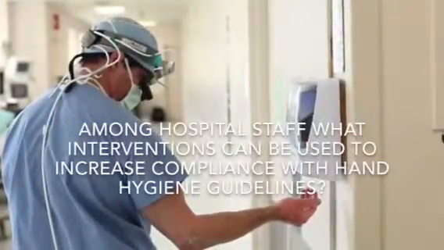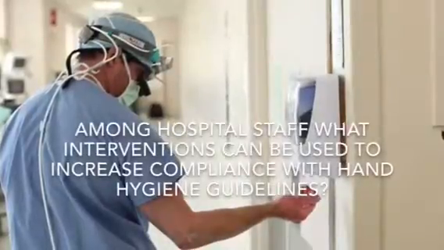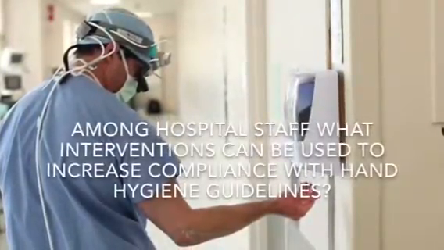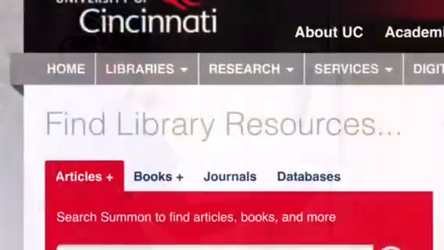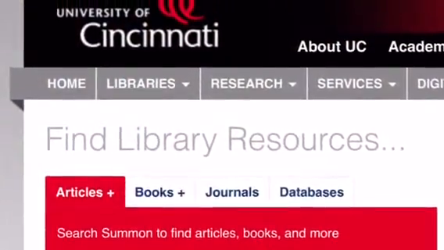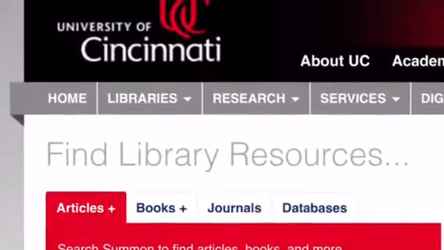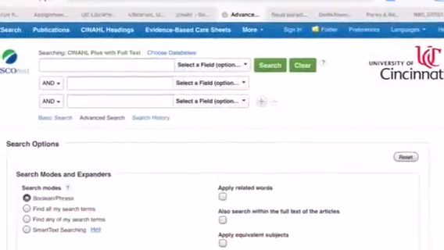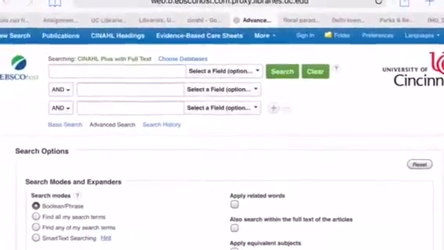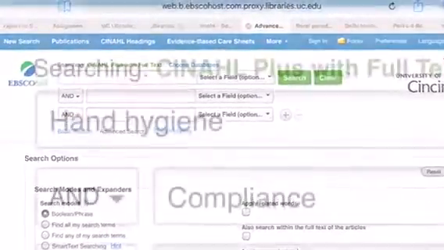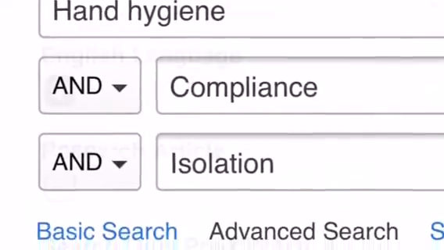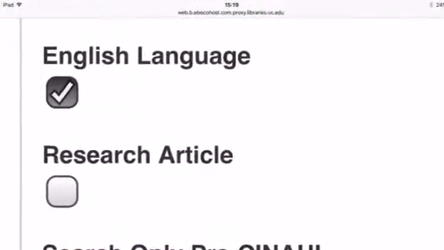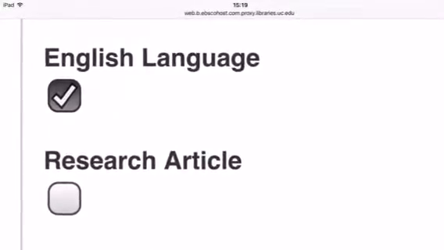For this reason, we developed our PICO question to be, among hospital staff, what interventions can be used to increase compliance with hand hygiene guidelines? We used the University of Cincinnati Library and online databases like CINAHL to find our studies. We used keywords like hand hygiene, compliance, isolation, washing, and sanitizer to find our results. We selected English only and narrowed our search to the last 5 years.